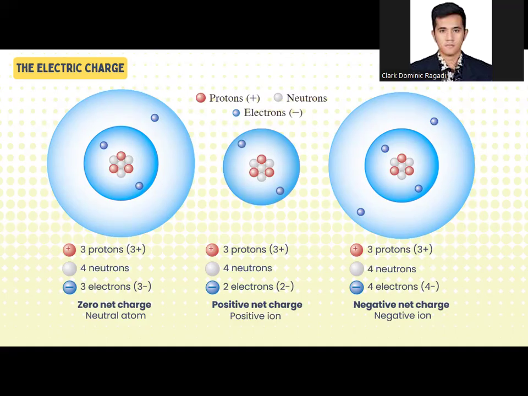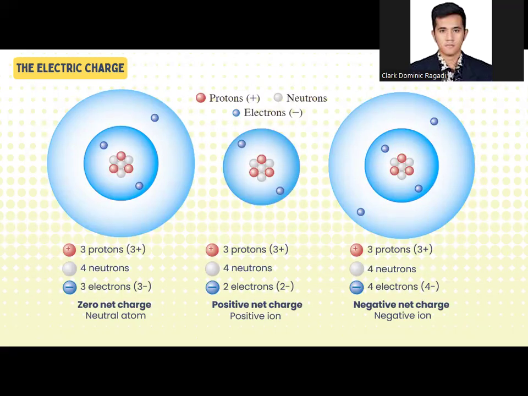And this atom on the right, we can see that there are more electrons than protons. So there are 4 electrons and then 3 protons. So it would result to a negative net charge. So we can call this atom on the right a negative ion.